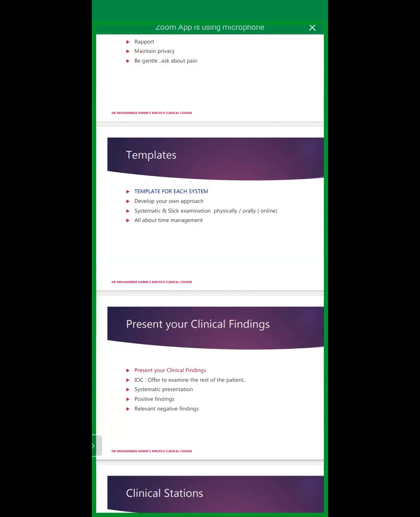Then you have to know all the basic cases that come in the exam, the common cases, especially according to your center. This is very important. Your center matters. If you're going to the UK, for example, the cases are different from the Middle East. And if you're going to Pakistan, it's completely different. So you can't expect to pass in the UK if you're not oriented with the UK cases.